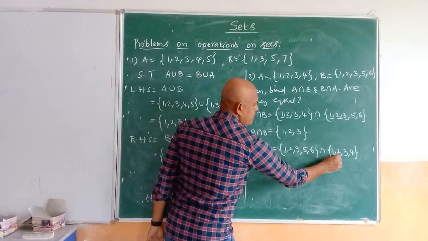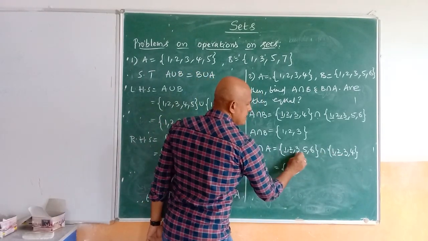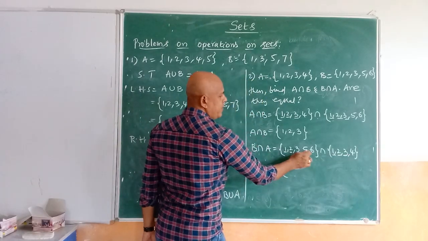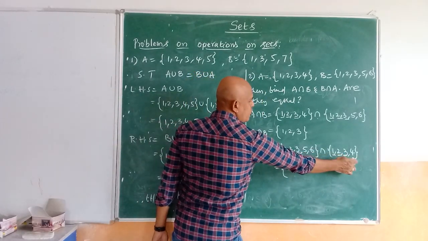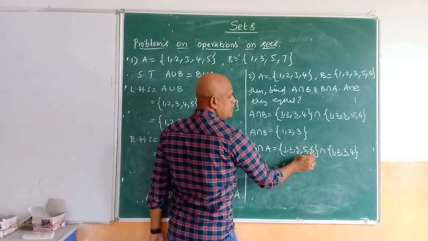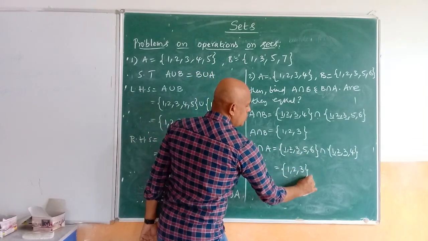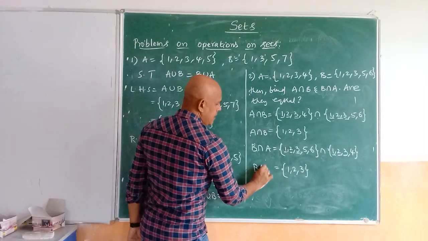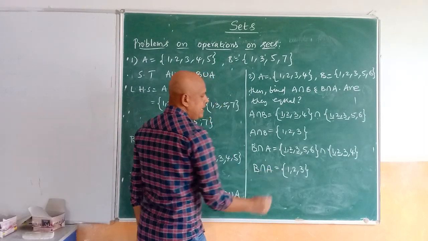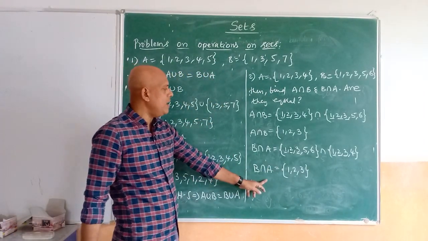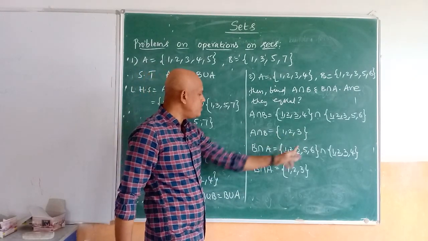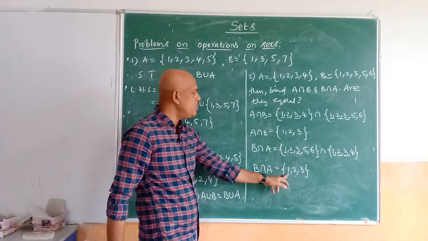1 is the common element, 2 is the common element, 3 is the common element. Here 5 and 6 are there, but in the second set there are no 5 and 6. Here 4 is there, but there is no 4 in the first set. So the common elements are 1, 2, 3. So this is the set B cap A. So A intersection B is equal to {1, 2, 3}, and B intersection A is also equal to {1, 2, 3}.